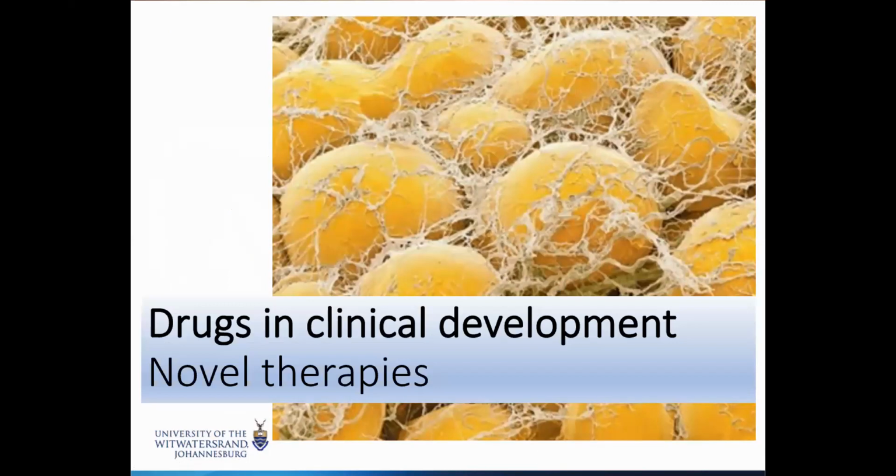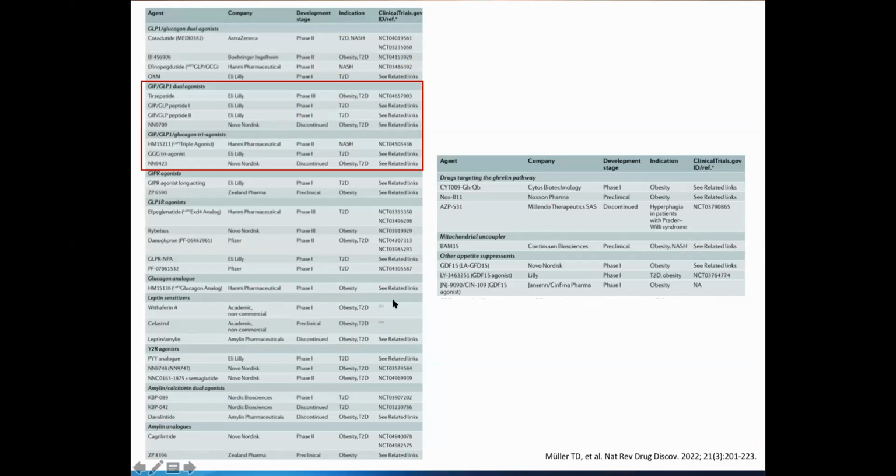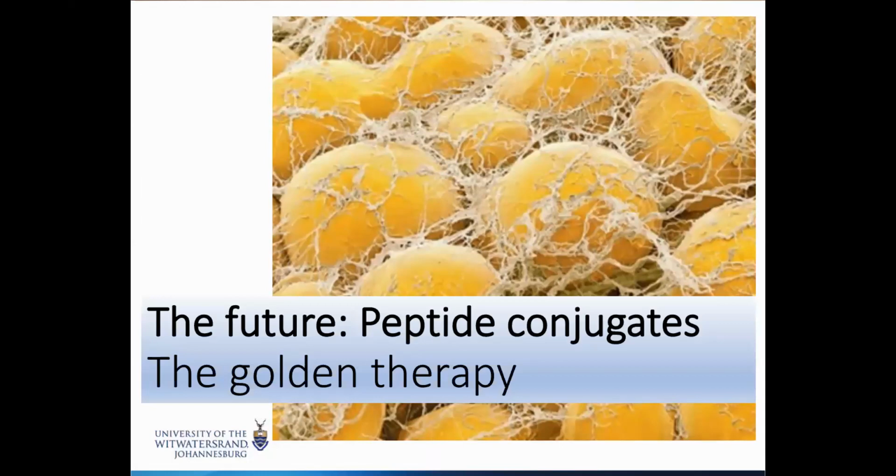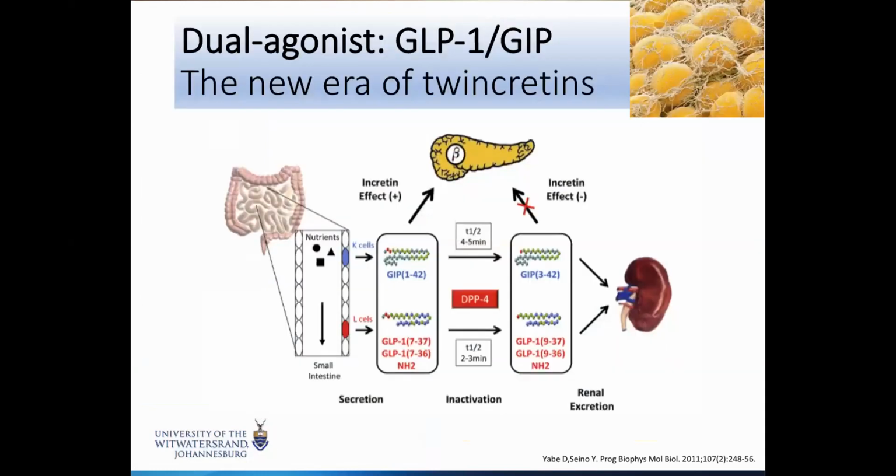So there are drugs in clinical development and many novel therapies ahead in the future, of which I'm only going to be focusing briefly on one group, which is going to be that of the incretin class, because I think that's the future in obesity medicine. I call this the twin cretin effect. Until now, most of the anti-obesity medications all focus on a single molecular target. The new classes are multi-agonists.